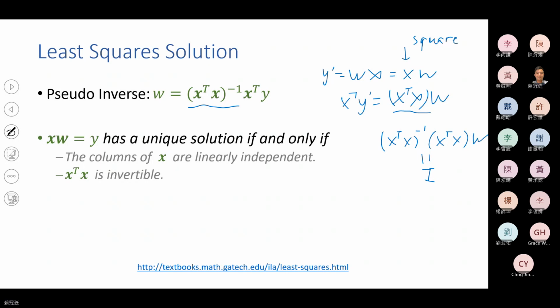So we multiply to both sides. For this part will be equal to this one, because I don't have room to write. So that's how we get the pseudo inverse.